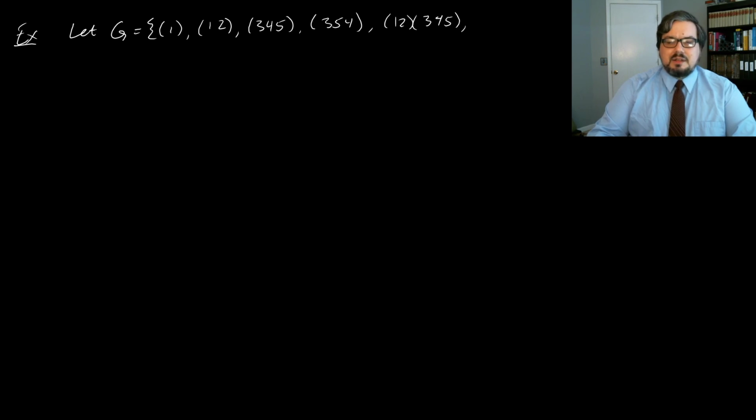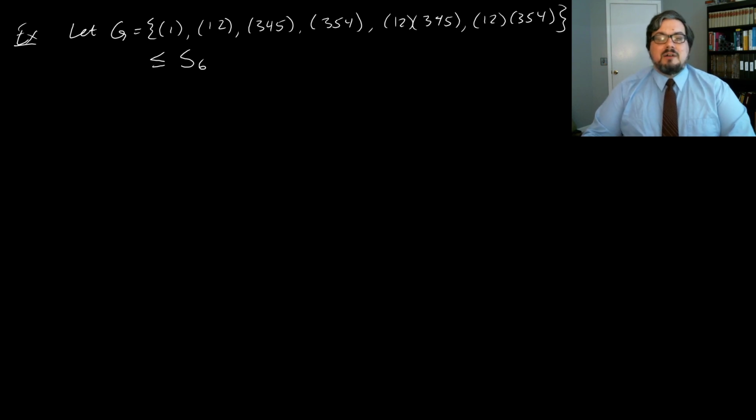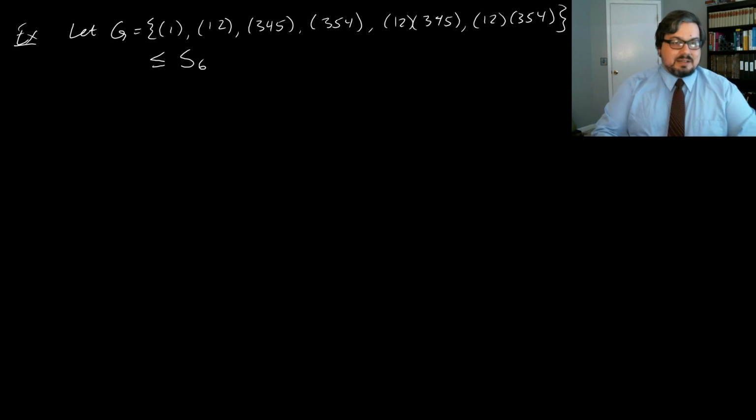Let G be the following set of permutations: the identity permutation, the transposition (1 2), the cycle (3 4 5), the cycle (3 5 4), and the permutations (1 2)(3 4 5) and (1 2)(3 5 4). It turns out this is a group. It's a subgroup, and I'm going to say it's a subgroup of S6. You'll notice that 6 doesn't actually appear in any of our permutations. That's fine. I'm thinking of this group as being a subgroup of the set of permutations on 6 elements. Given this, let's look at the orbits and stabilizers of all the elements in X6.